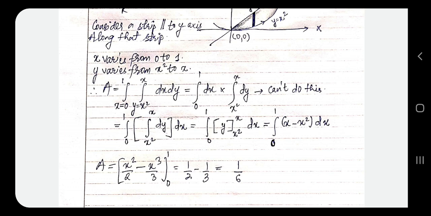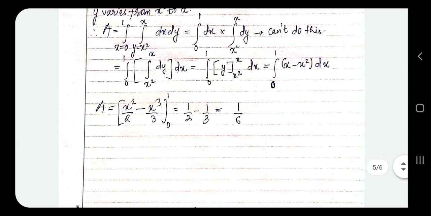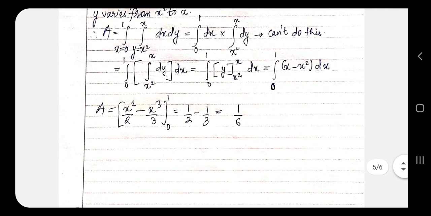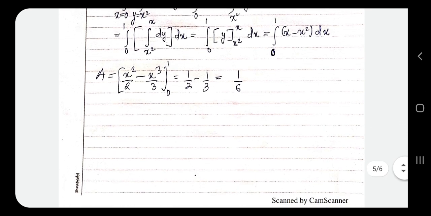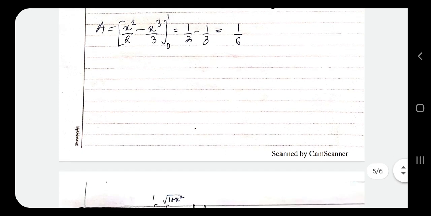So I have kept the x integration outside and I'm evaluating the dy integration first. So integration of dy is y. Put the limits. So I have x minus x square dx, and the integration of x. Do all the integrations, you will get 1 by 6.